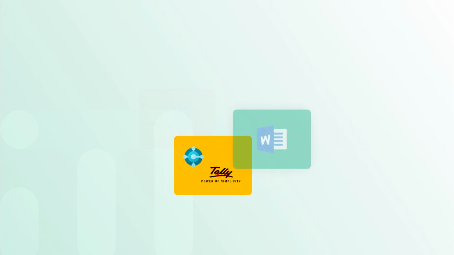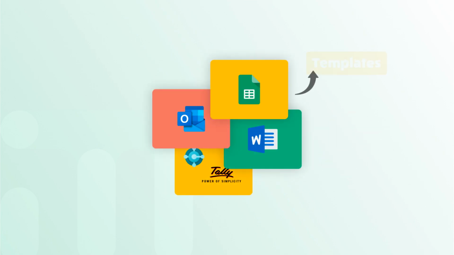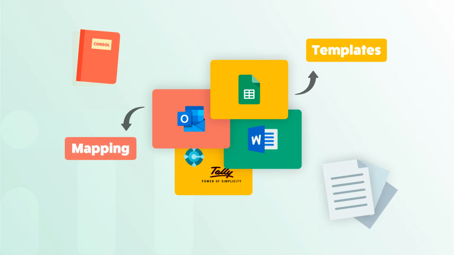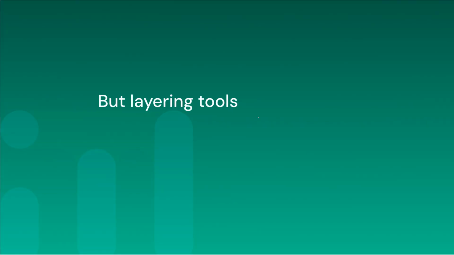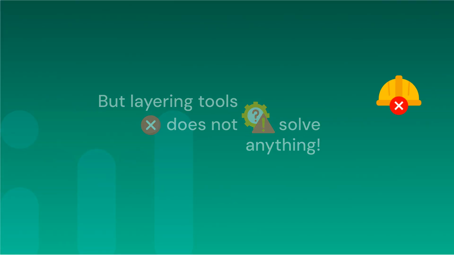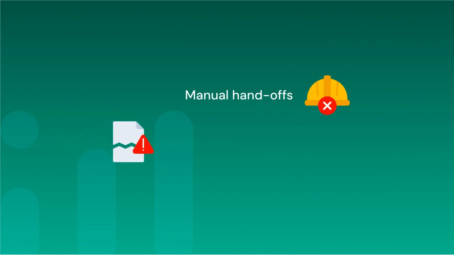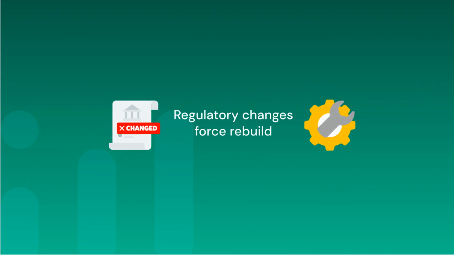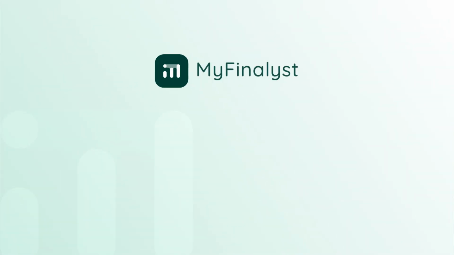Most teams layer tools on top of each other. One for templates, another for mapping. Separate sheets for disclosures, and different workbooks for consolidation. But layering tools doesn't solve anything. Handoffs stay manual. Validation happens too late. Every regulatory change forces another rebuild. That's where MyFinalyst makes the difference, by eliminating the gaps entirely.